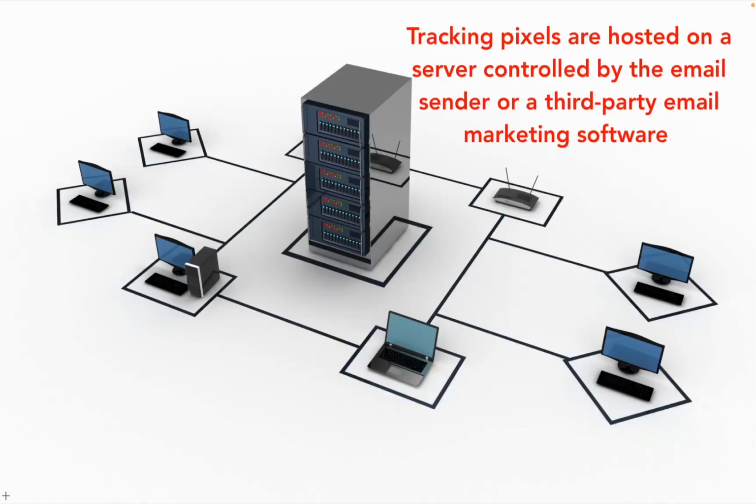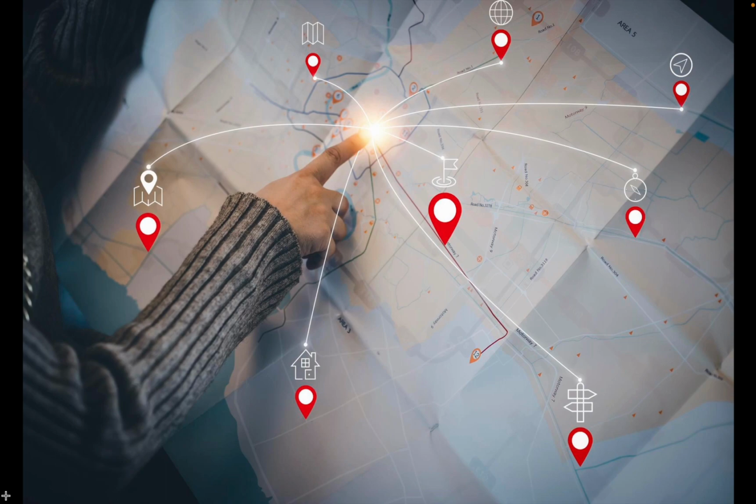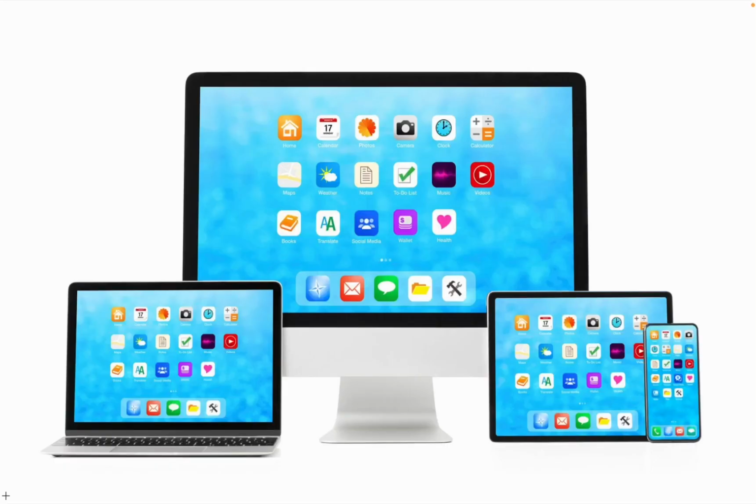Tracking pixels are hosted on a server controlled by the email sender or a third-party email marketing software. The primary purpose of an email tracking pixel is to gather information about the recipient's IP address, location, the device they use to open the email, and time.